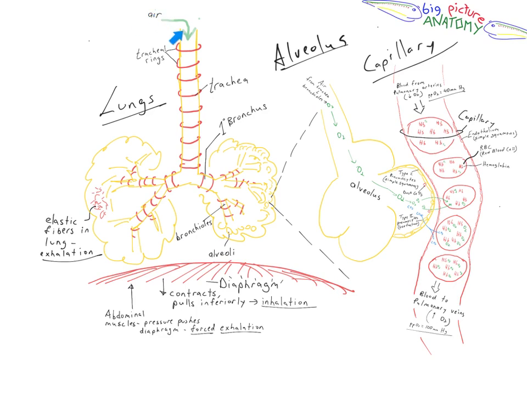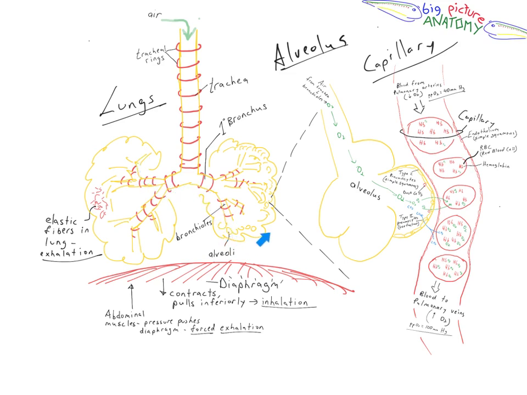Just a quick wrap up. Air comes into the lungs through the trachea, branches out through primary bronchi and bronchioles out into the alveolar sacs. It is pulled into the lungs by the diaphragm, contracting inferiorly. It is expelled from the lungs by elastic fibers in the lungs, shrinking the lungs back down to their smaller size.